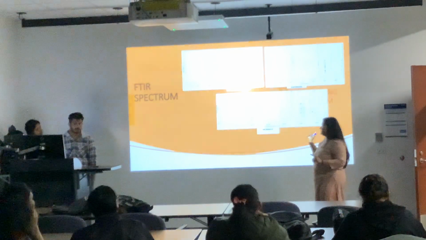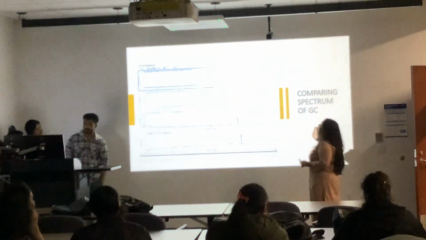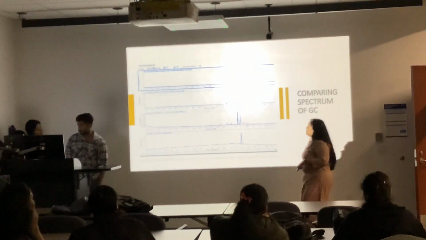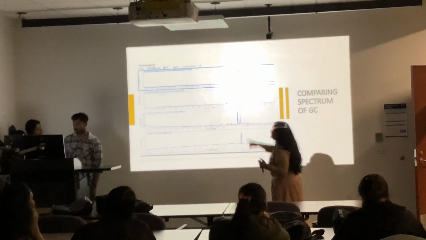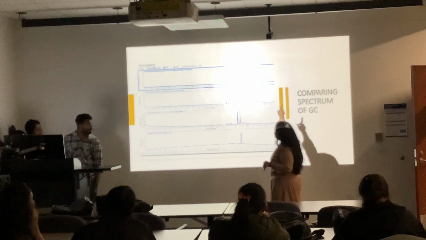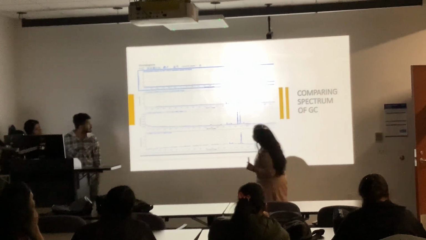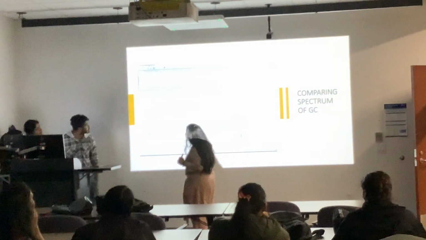Can I get the results of GC? So here are the chromatograms. The first technique is electrolysis. The first graph is of electrolysis. The second one is, I'm sorry, I can't see clearly.